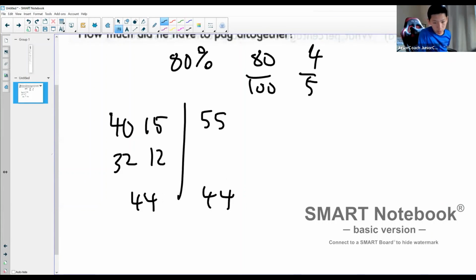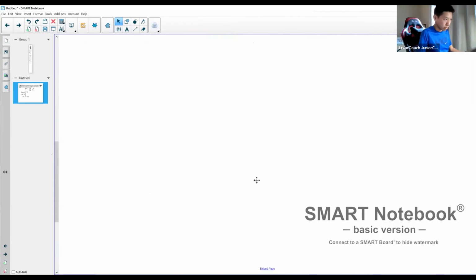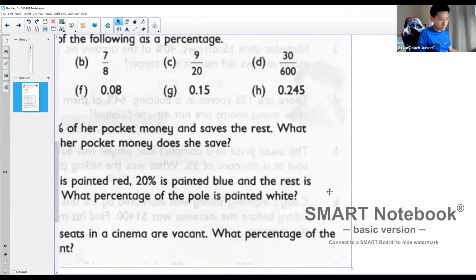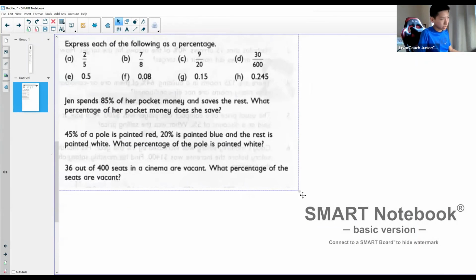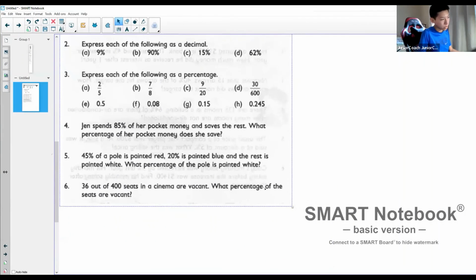And the reason we do that is we just turned the percentage question into a fraction question. Now we're going to do some practice on that. Just remember, a fraction is really just a percent over 100. A percent is really just a fraction over 100.